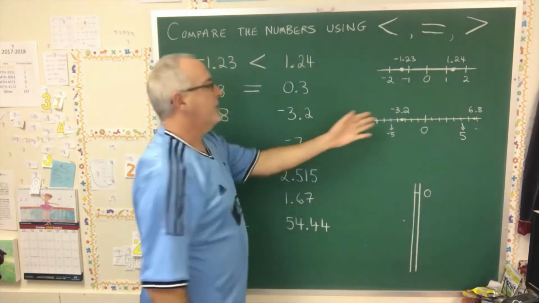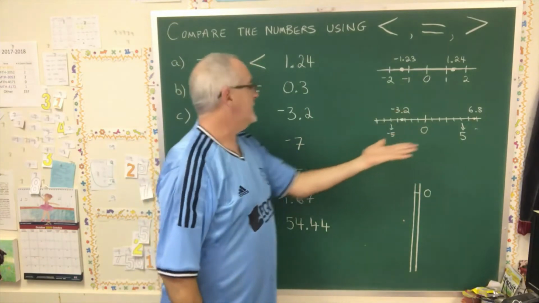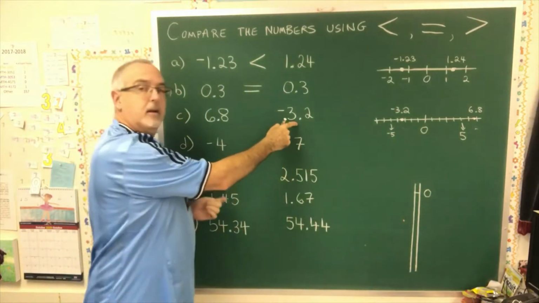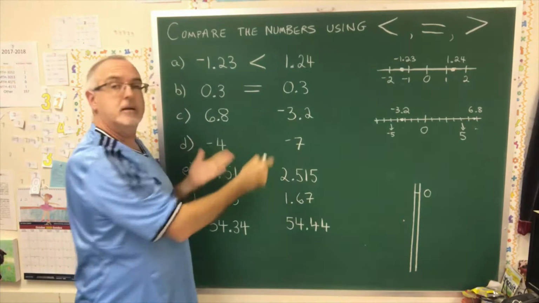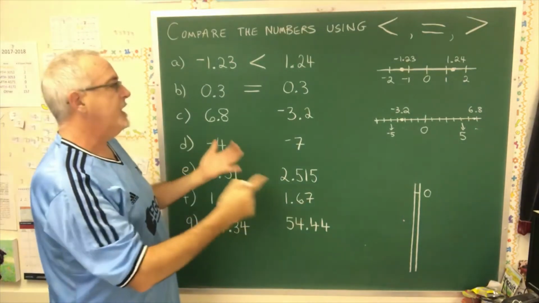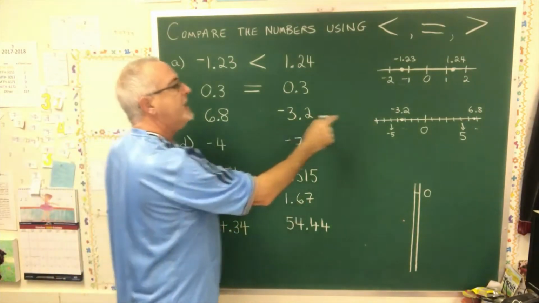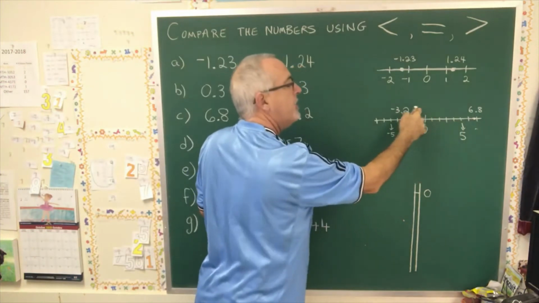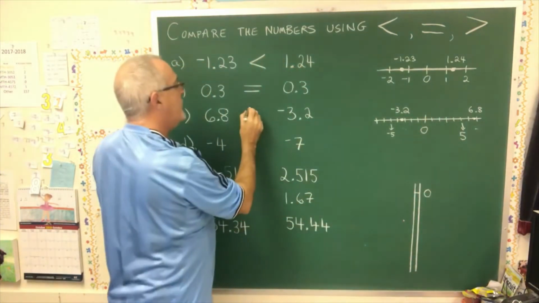We can see that negative 3.2 is to the left, therefore it's less. But they didn't put negative 3.2 on the left side here. So the only complication is we're sort of reading it backwards. We're saying 6.8 is greater than negative 3.2 because it's to the right. So I need the greater than symbol.